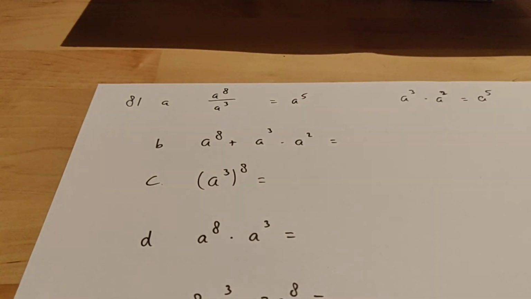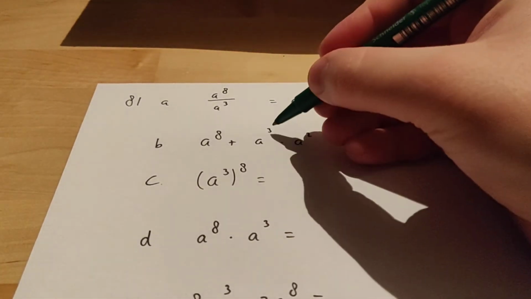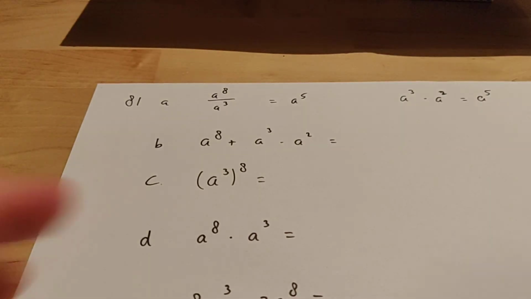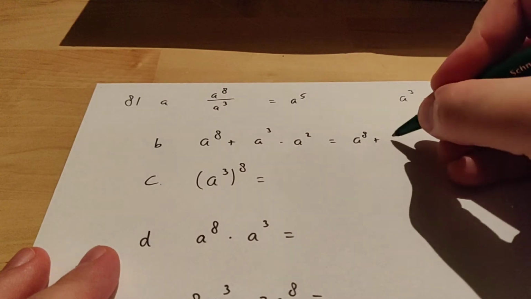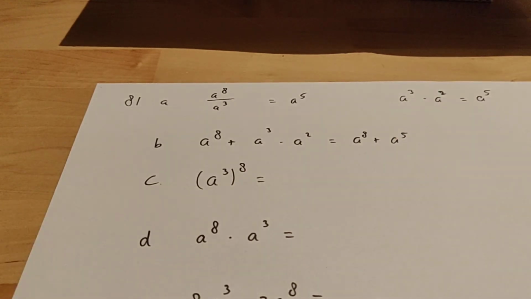Going to the next exercise, here we see plus and times. You have to do times first, so 8 to the power of 3 times a squared. That will be 8 to the power of 5. So we get 8 to the power of 8 plus 8 to the power of 5. Because the powers are different, you can't add it. So this is your answer.